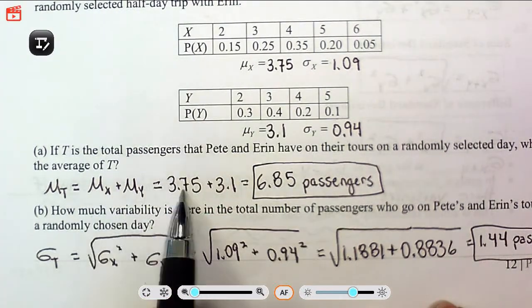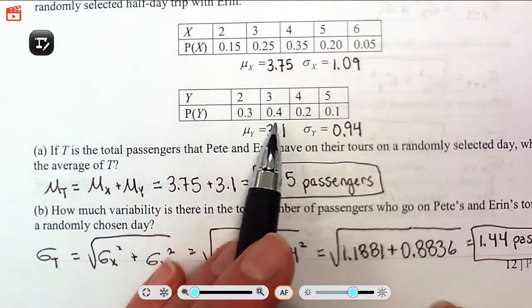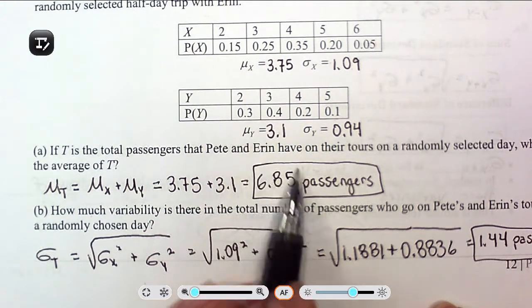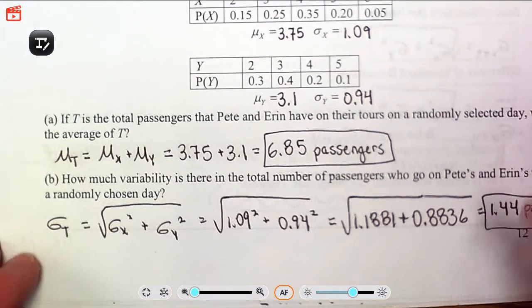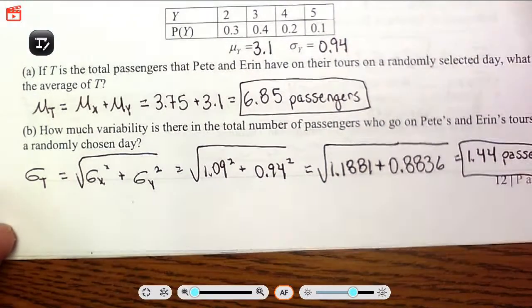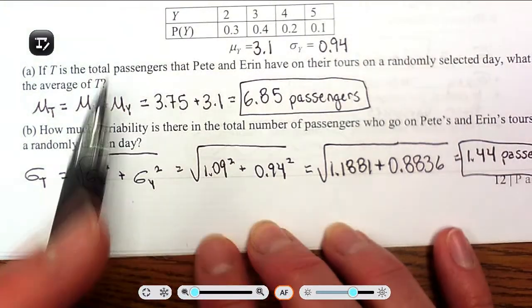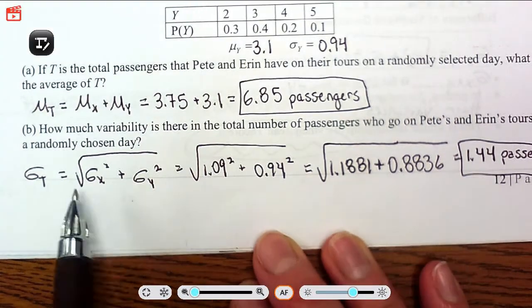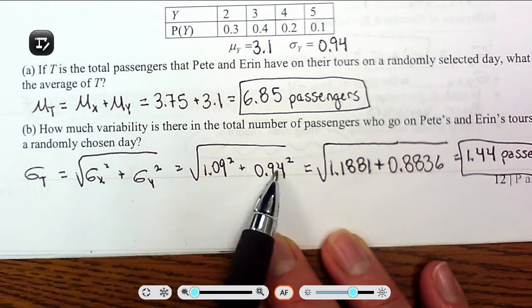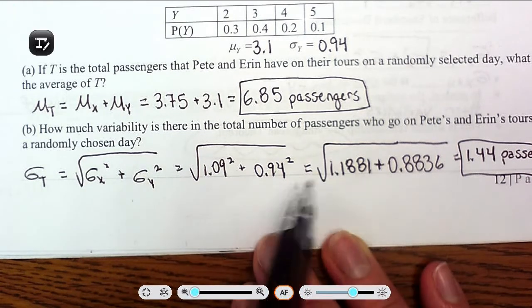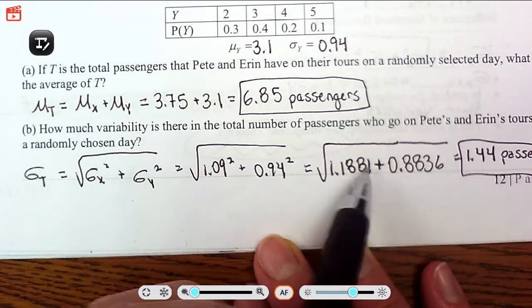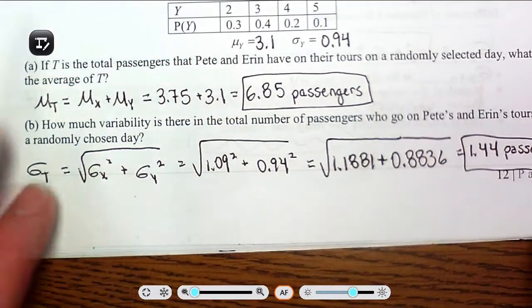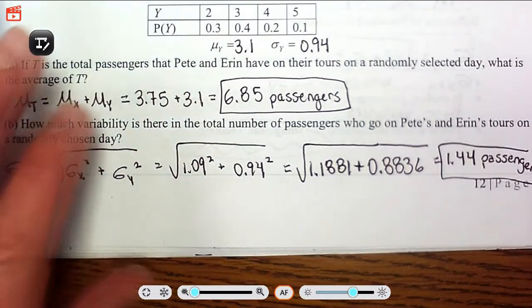So we can add their means, and we get 6.85 passengers. This is the total amount that that whole family business can bring in, the total number of passengers that they can tour. And the standard deviation of the number of passengers is found by adding the variances. So we square them both, add them up, then square root. We get 1.44 passengers.